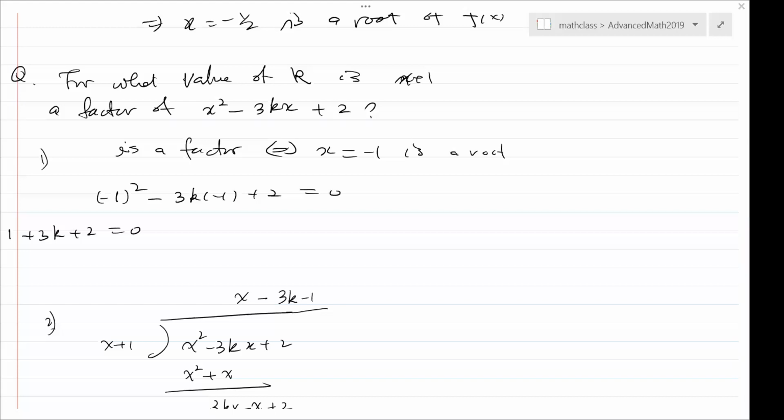Now, how many of you know how we get the quadratic formula? Remember the quadratic formula, okay? x squared plus bx plus c equals 0.